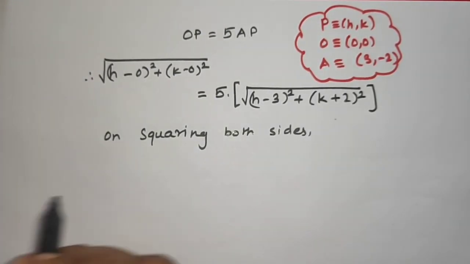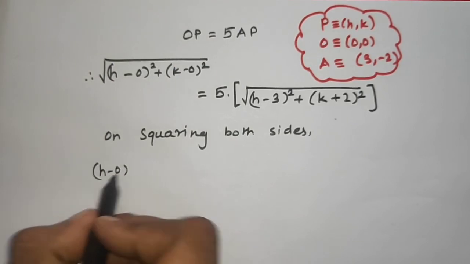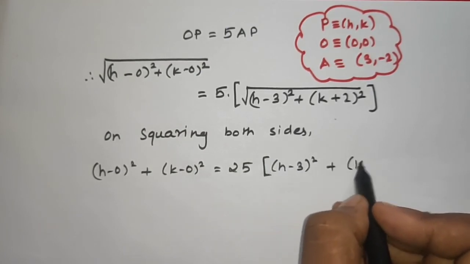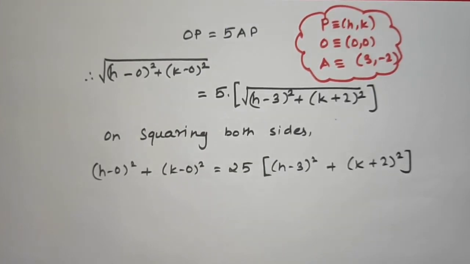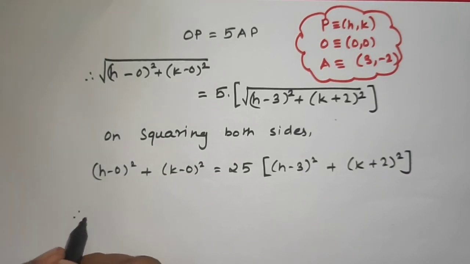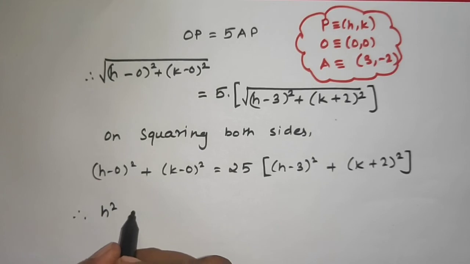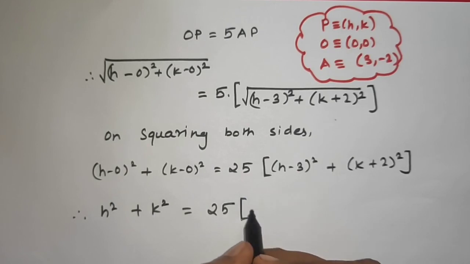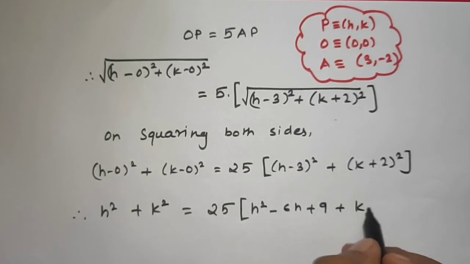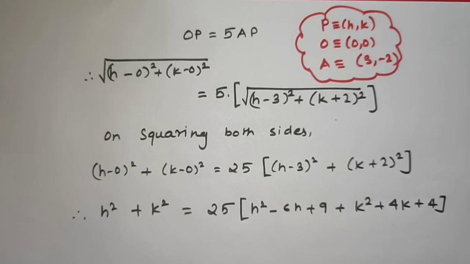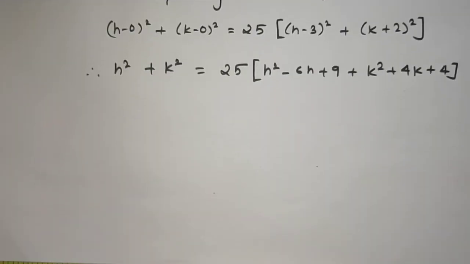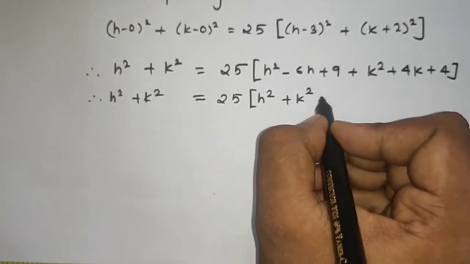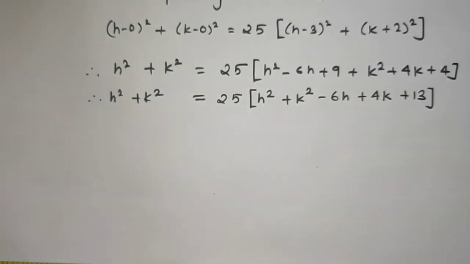So squaring both the sides, we will get (h minus 0) whole square plus (k minus 0) whole square equal to square of 5, which is 25 times (h minus 3) whole square plus (k plus 2) whole square. Now h minus 0 is h, so h square, plus k minus 0 is k, so k square equal to 25 times. Applying the formula of (a minus b) whole square, we get h square minus 6h plus 9 plus k square plus 4k plus 4. Now by rearranging the terms in the RHS, we get h square plus k square equal to 25 times (h square plus k square minus 6h plus 4k plus 13).